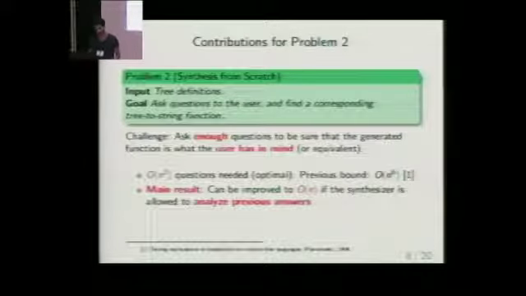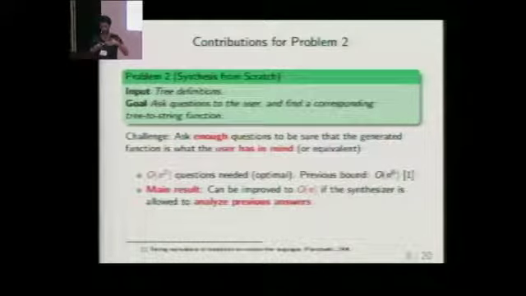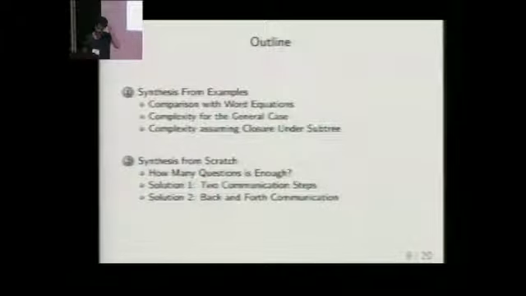And the main result of the paper is that, in fact, we can improve to a linear number of questions if we allow the synthesizer to analyze the previous answers from the user. So the synthesizer now can ask questions and can analyze the answers to decide what is the next question that it is going to ask to the user. So the outline, I will start by talking about the synthesis from examples and the complexity, and then I will talk about this second problem of generating the questions ourselves.